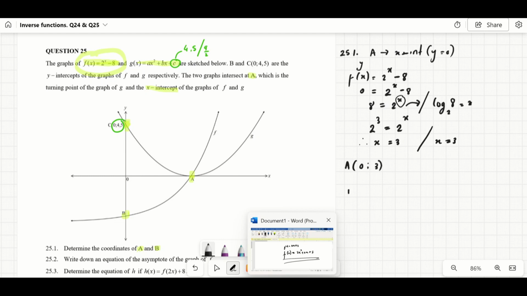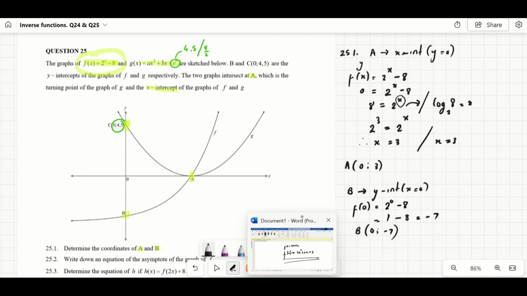Let us find B. According to our statement, B is a y-intercept. For every y-intercept, x is equal to 0, so we want f of 0, which is 2 exponent 0 minus 8. Every number raised to 0 is 1. So 1 minus 8 is negative 7. The function value at x equals 0 is negative 7, so the coordinates of B are (0; -7).